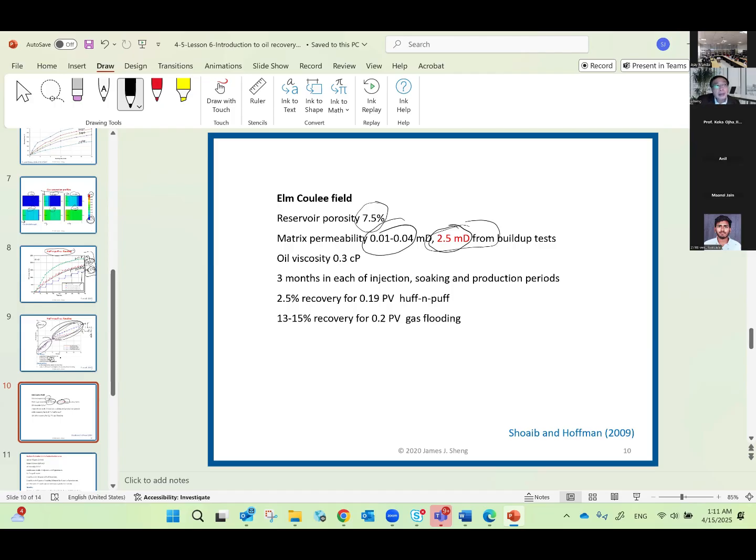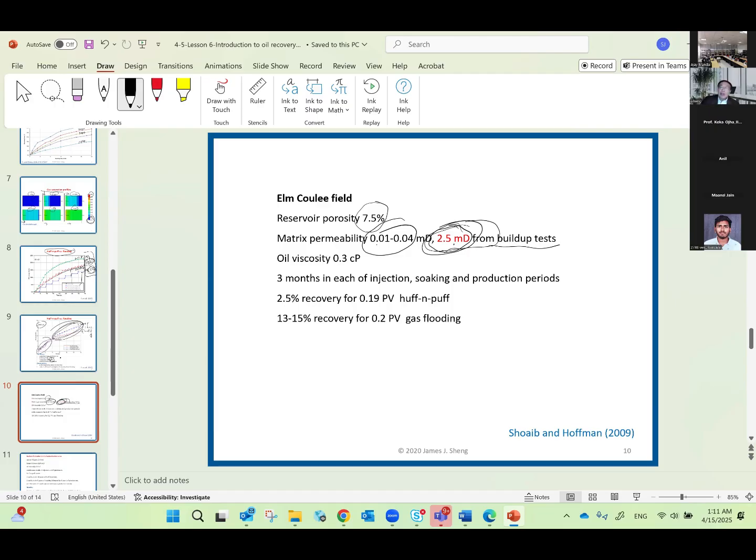Why? Field build-up test, probably you have not known this one. Probably you have not taken this course yet. But the field test shows 2.5. The matrix permeability is lower, because matrix did not have fracture, but in the field you have micro fracture, right? So therefore the permeability was higher than matrix permeability.